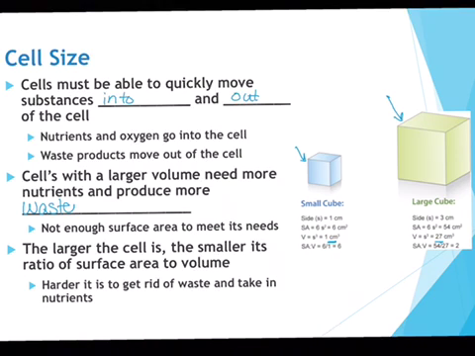The larger the cell is, the smaller its ratio of surface area to volume is. This means it's harder to get rid of waste and take in nutrients. So we need a bigger ratio of surface area to volume in order to effectively and efficiently move substances into and out of the cell.